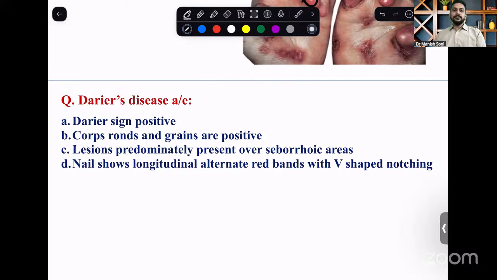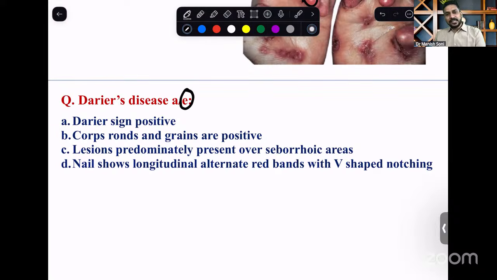Coming to the next question, they are asking about Darier's disease. All these statements are related to Darier's disease except. So you can see in the question it is written all except. It is very important to read the question very carefully. They may be asking for the correct option or the incorrect option, whether all are true or all are true except. Here they are asking all except, so you have to find the odd one out among these four.